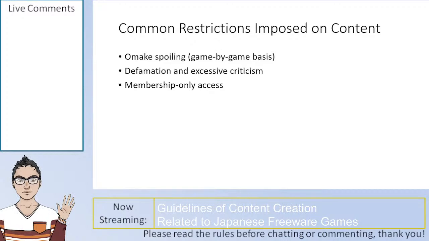So let's head to the common restrictions imposed on content. First of all, omake spoiling. Regarding omake spoiling, this is actually more or less on a game by game basis. The only games that I am not allowed to stream the omake of are both games in Boshoku no Machi and its sequel. When I download the game, it is pretty much spelled out clearly because they are pretty much spoilers for the game, so it's kind of understandable.